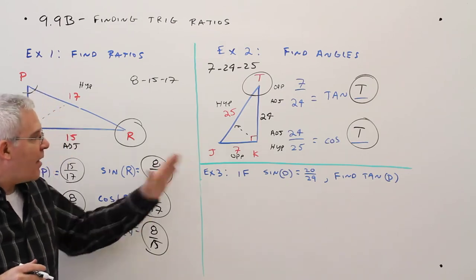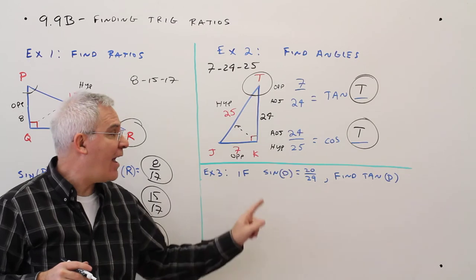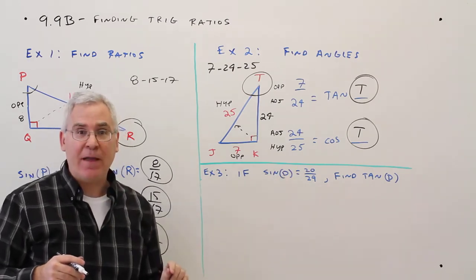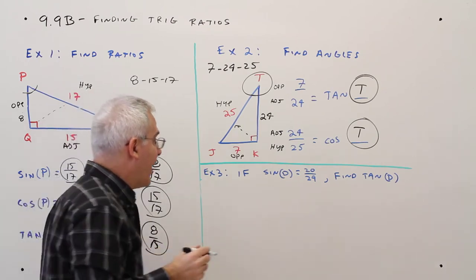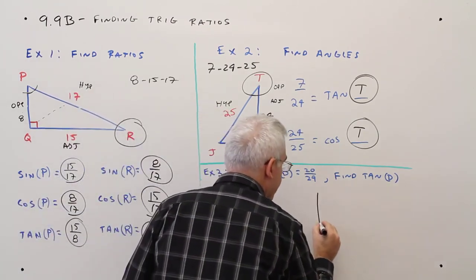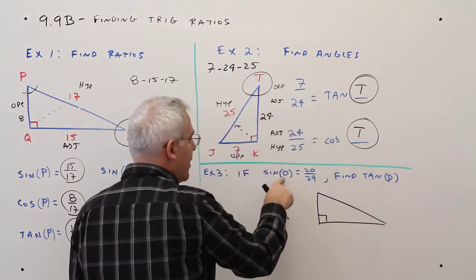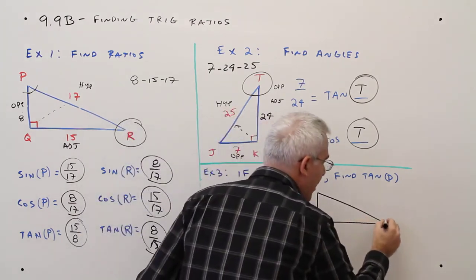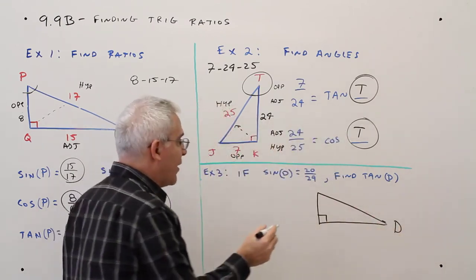Okay. Third example. If the sine of angle D is 20 over 29, find the tangent of angle D. I'm a visual person, so I'm going to start by drawing a little diagram. Okay, I've got my right angle. We're talking about D. You could put D at either of those acute angles. I'll just choose to make it be there.